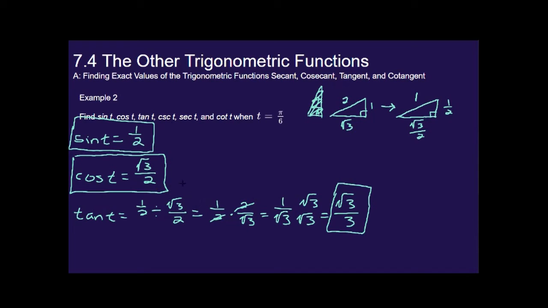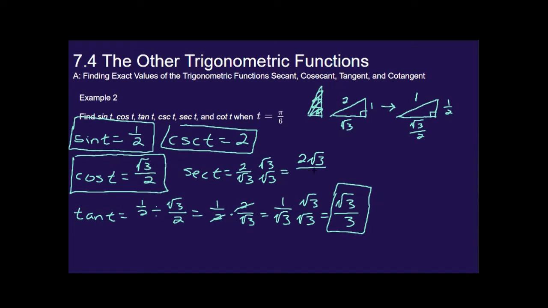So then I need to go into my cofunctions. So the reciprocal of sine is cosecant. So I'm just going to flip this over. Cosecant of t equals 2. And secant of t is equal to 2 over square root of 3. But I need to rationalize the denominator. Square root of 3, square root of 3. 2 square root of 3 over 3. There's my secant. And then cotangent.